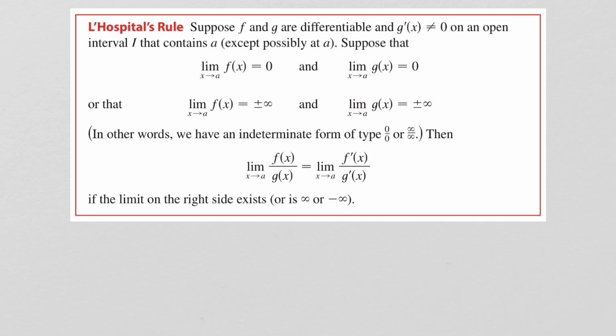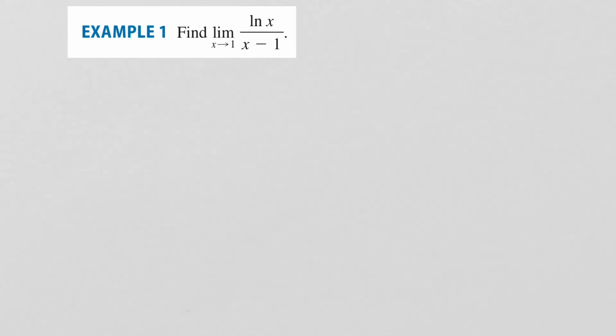So in this situation, the limit as x approaches a of f of x divided by g of x is equivalent to the limit as x approaches a of the derivative of f of x divided by the derivative of g of x, as long as this limit here exists. Let's consider an example. So here we go back to the first limit that we discussed. And so we already know that if you take the limit as x approaches 1 of the natural log of x divided by x minus 1, this limit is in effect 0 divided by 0.